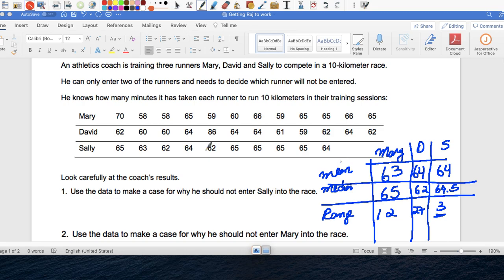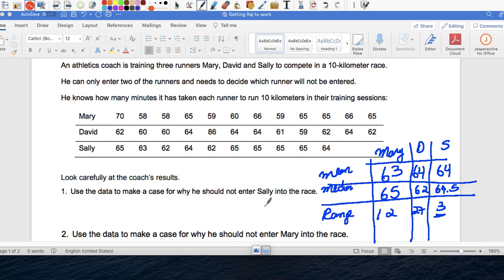And you can also say that, unfortunately, Sally has only 10 runs. Her data is made up of only 10 runs. She's missing two. We don't know how much she could have done on the other two. So based on that, we can say that Sally shouldn't be selected as one of the two people running for the team.